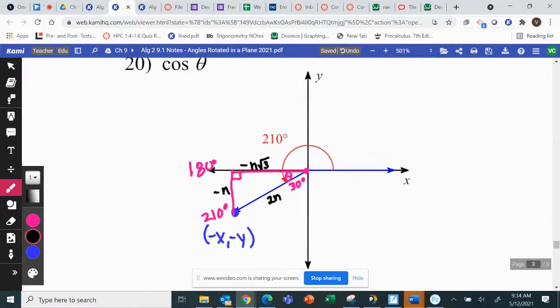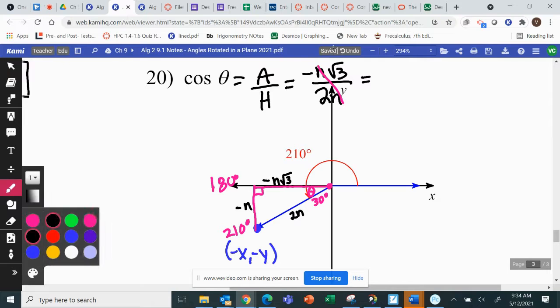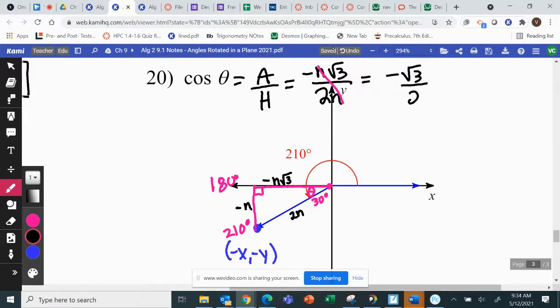So what do we have to do? We have to do cosine. Cosine is adjacent over hypotenuse. So I need the adjacent to the theta, to the 30 degrees. What's next to the angle? It's negative n square root 3. And then the hypotenuse is 2n. The n's will cancel out, and you're going to notice they're going to cancel out every single time. And we get negative square root 3 over 2.